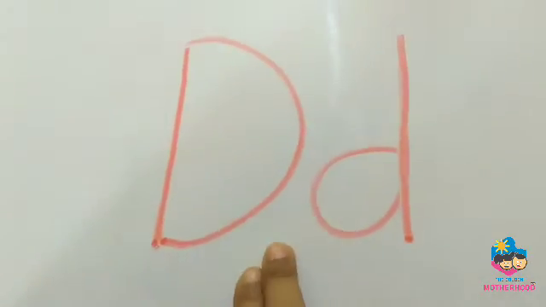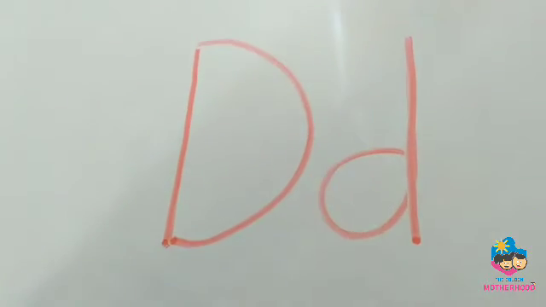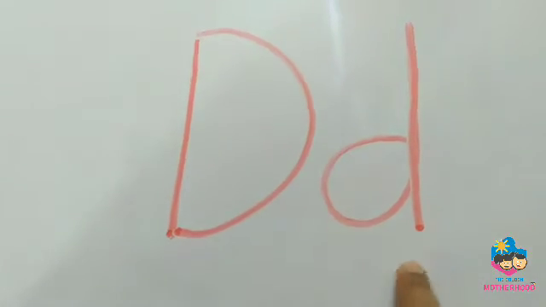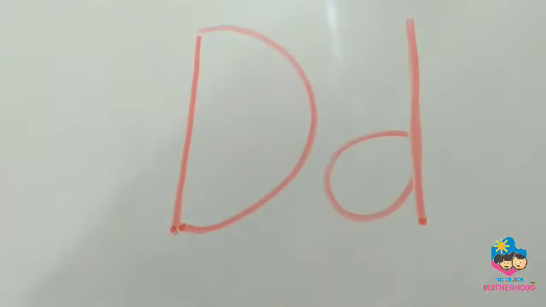Here letter D is a combination of one standing line and one backward curve, and small d is a combination of one forward curve and one standing line.